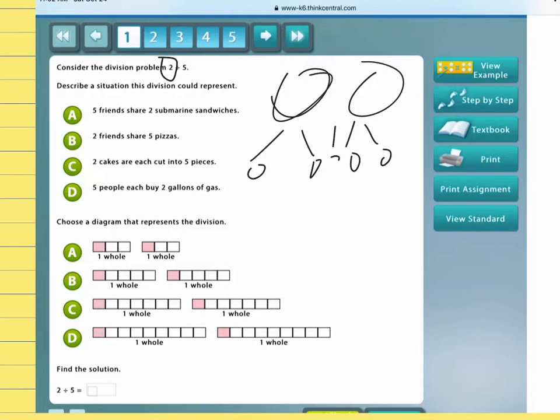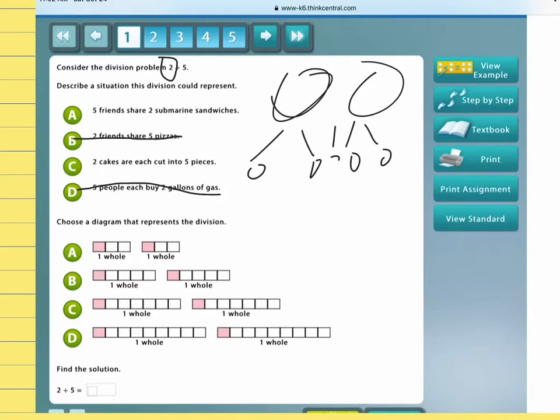Yeah, that's right, because you've had 2 sandwiches divided amongst 5 people. 2 friends sharing 5 pizzas? No, that wouldn't be right, because that would be 5 things divided into 2 groups. 2 cakes cut into 5 pieces. That could work. That would also work. 5 people each sharing 2 gallons of gas? No, that would not work, because you need 2 things.